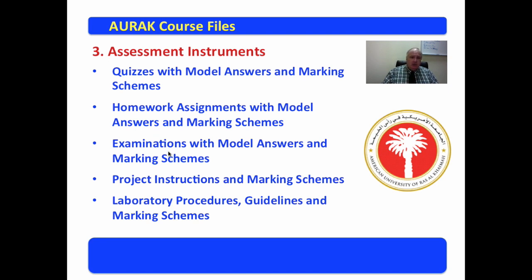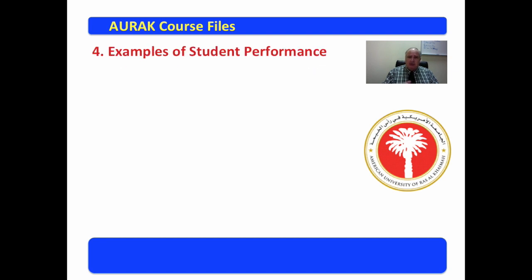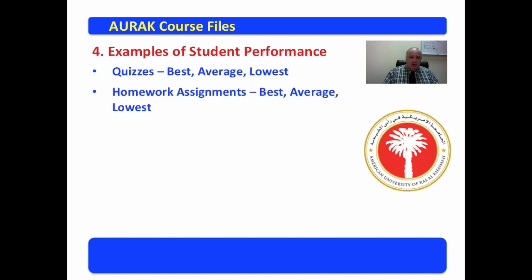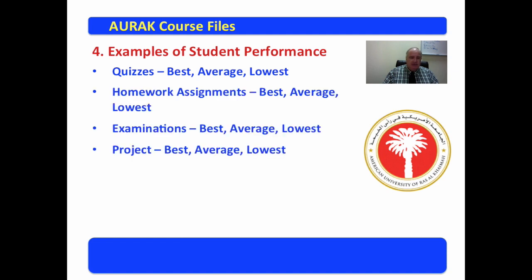If I gave a 20-question exam, and here's the key and then my exam, the 20 questions count 5 points each to a total of 100 points, I would simply say that. But assessment instruments and then examples of student performance on those assessment instruments are very important parts of the course file. If you give a quiz, you should put in the best one, an average one, or the lowest one. The same for homework, the same for exams, the same for projects, the same for laboratory assignments.